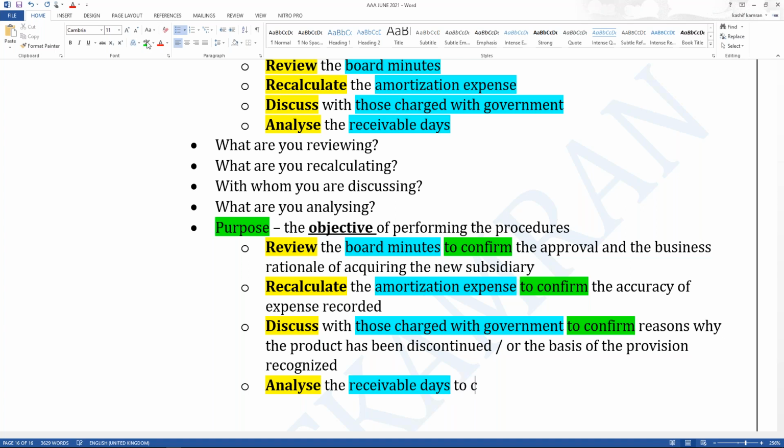Analyze the receivable days to confirm whether the customers are struggling to pay over time. If the receivable days are increasing, then that means the customers are struggling to pay, and that will help you in determining the amount of provision allowance for bad debt. These are layman procedures, right? Don't do an argument on these procedures. But is everyone clear with yellow, blue, green? Is everyone clear with ASP?